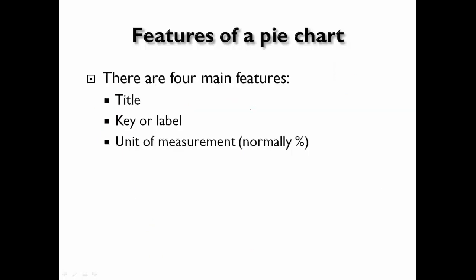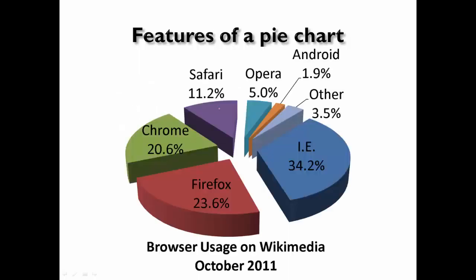So there are 3 things that a pie chart has. It will have a title, it will have a key or a label, and it will have units of measurement, normally percentages. So here we have the title, browser usage on Wikimedia, in October 2011.